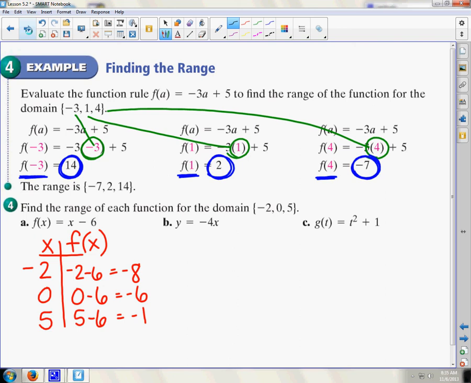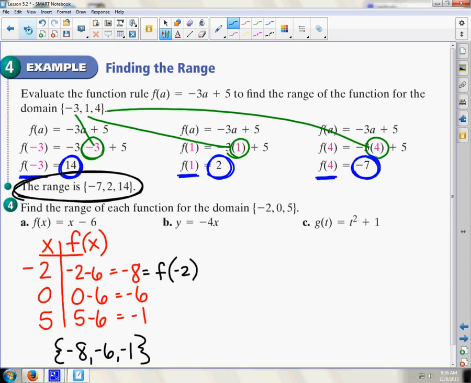So if I were to write this out, I could write it like this. The range is, and then you make a bracket, negative 8, negative 6, negative 1. Or they might want you to write this. Negative 8 equals the function at negative 2. Because I got that number from here. It's what did I put in to get negative 8? So, try B and C, and then we'll go over them.